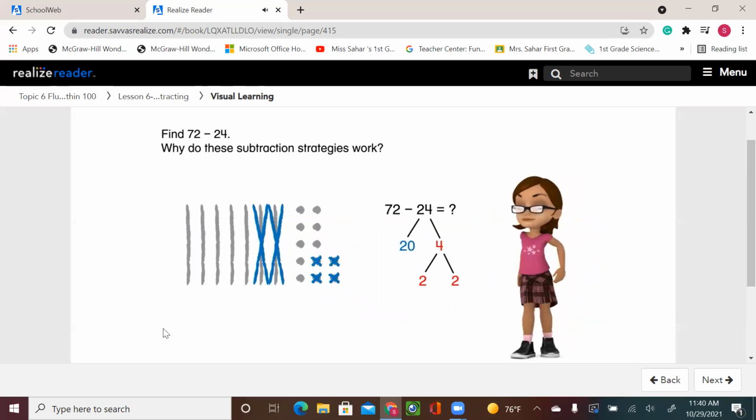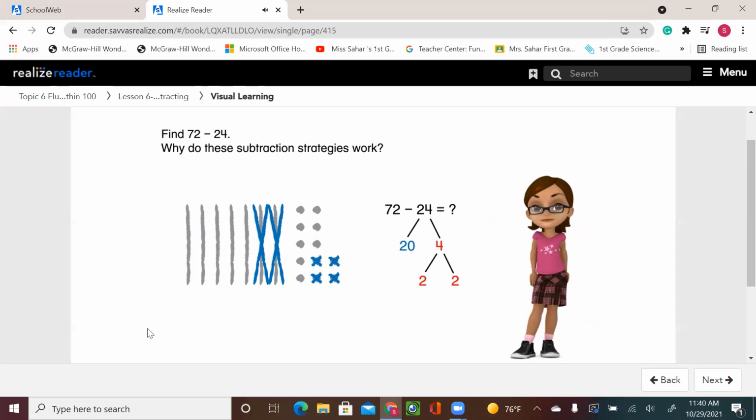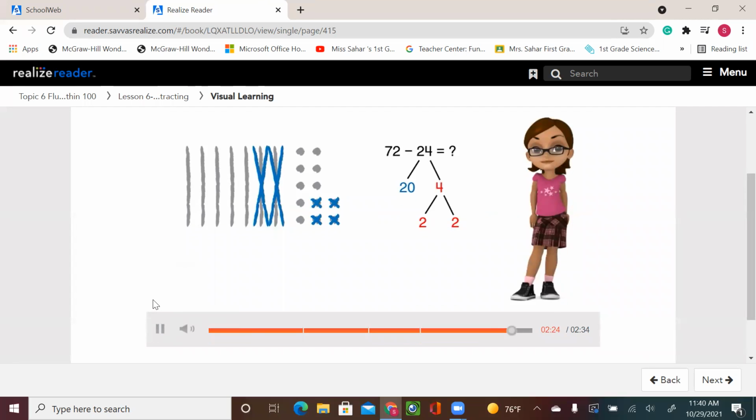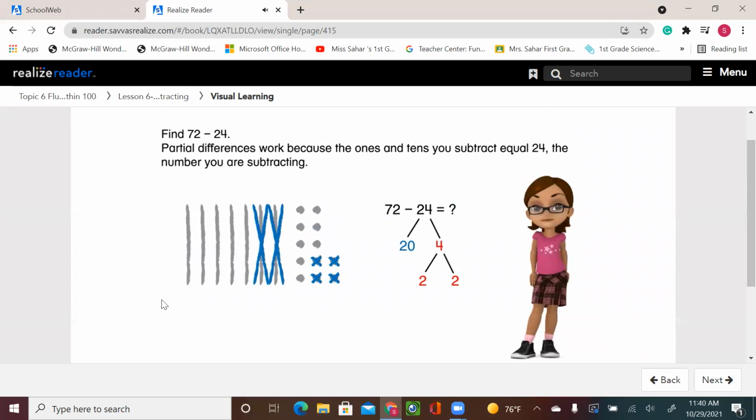Why do these subtraction strategies work? Because with partial differences, the ones and the tens you subtract equal 24. So it's the same number that you have before. Partial differences work because the ones and tens you subtract equal 24, the number you are subtracting. So if you look at it, the 2 and 2, if you add them together, give you 4, which is 24. And this is the second addend in my equation to subtract. All right.